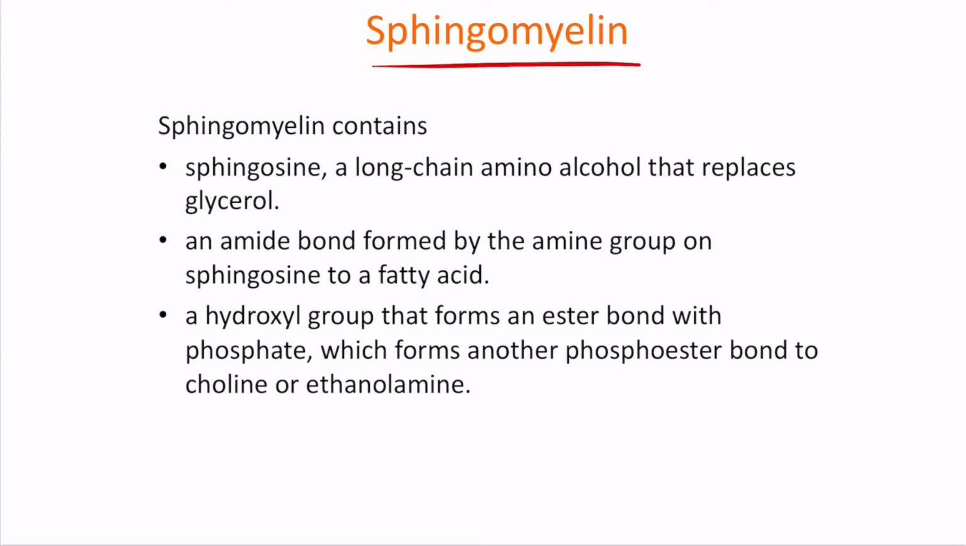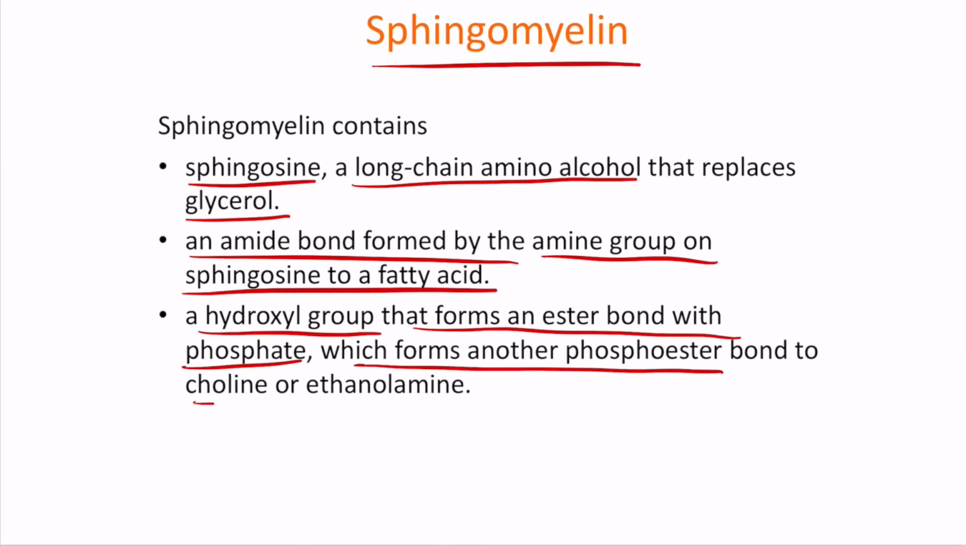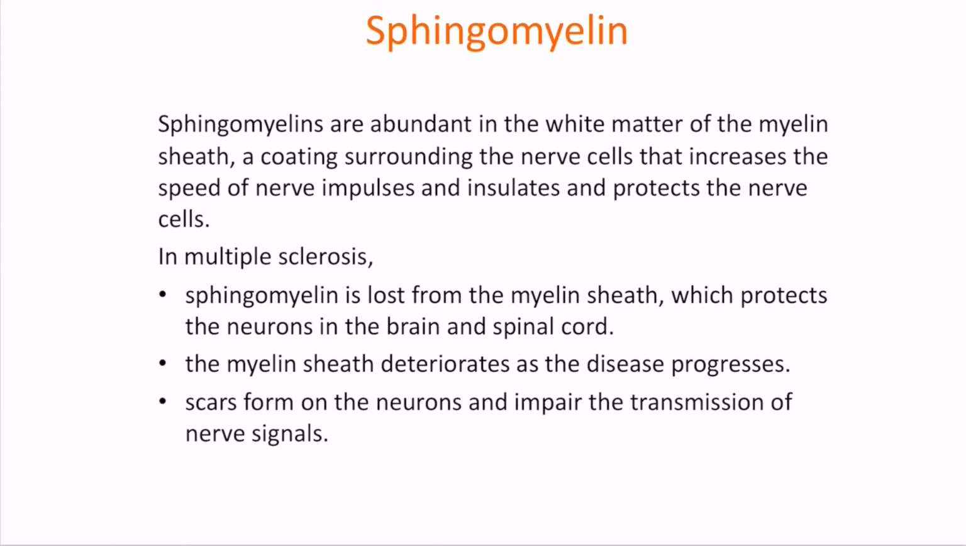Next, let's go to the next one, sphingomyelin. Sphingomyelin contains a sphingosine. You have a long chain amino alcohol that replaces the glycerol. Now, an amide bond is formed by the amine group on the sphingosine to the fatty acid, and a hydroxyl group forms an ester bond with the phosphate, which forms another phosphoester bond to choline or ethanolamine.